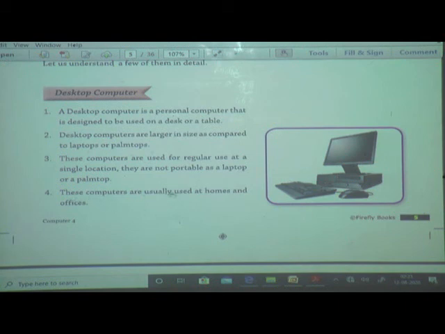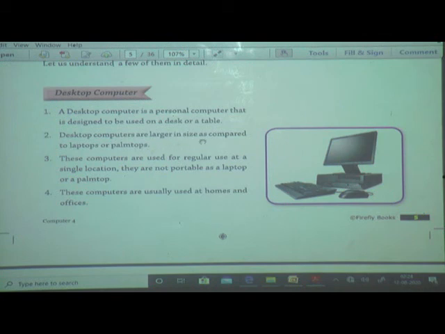Desktop computers are usually used at home and offices. You can see this type of setup in the mall, in DMart, right? And like that in home, in offices, in our school also, we are using which type of computer? Which type of computer in our computer lab? Yes, good. Desktop computer.